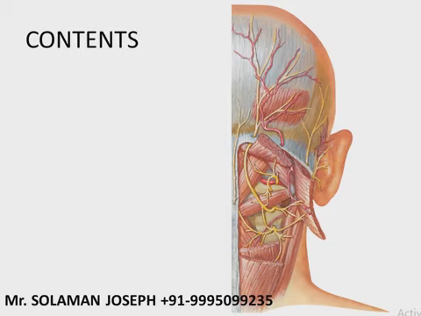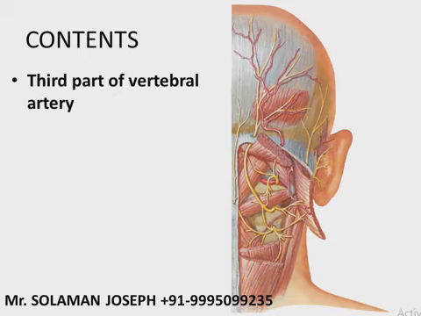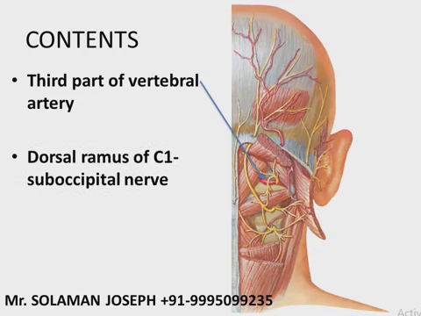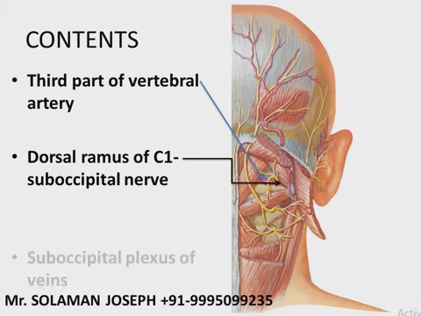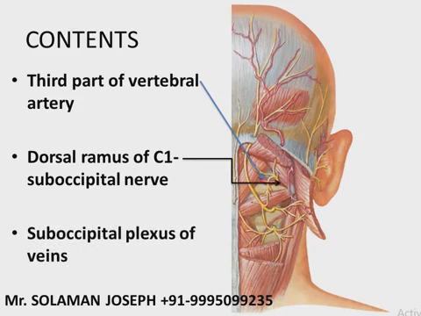Then we are going to learn about the contents. First, we can see the third part of the vertebral artery. Here we can see the third part of the vertebral artery, and the dorsal ramus of C1, the suboccipital nerve, also. Then the suboccipital plexus of veins. These are the major contents, and we are going into a detailed study of the contents.